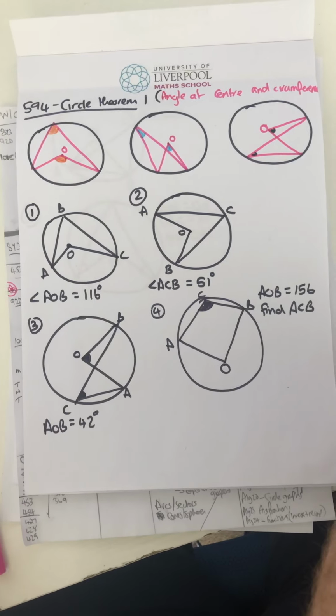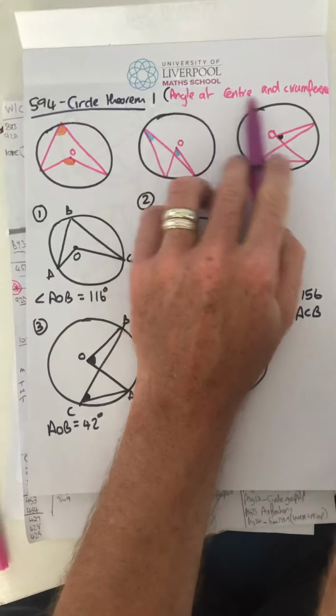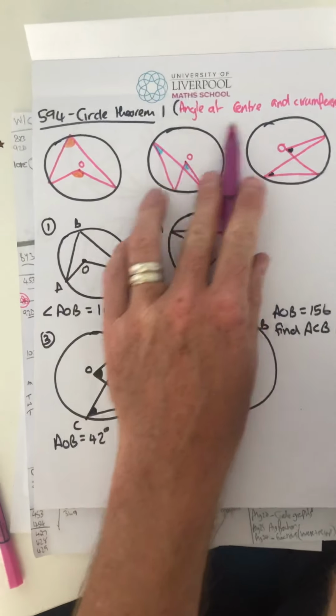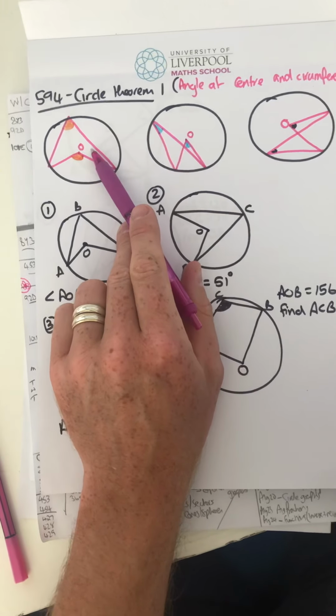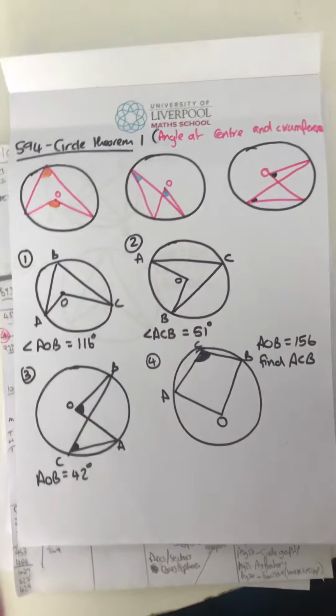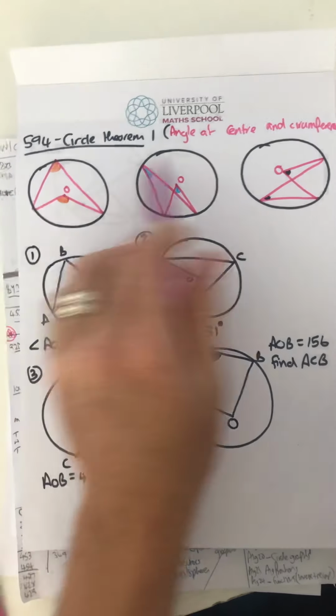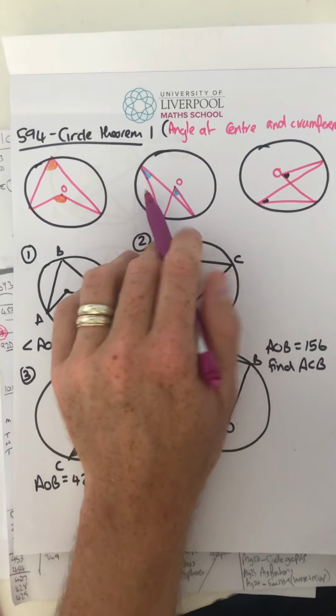Okay, first of the circle theory rules. So clip 594, and this is about the angle at centre and circumference. So these are the three shapes. Circle theory is all based on what shape can you see. So one of these shapes relates to one of the theories. So if you can spot the shape, hopefully it'll jog your memory to look at what the theory is.